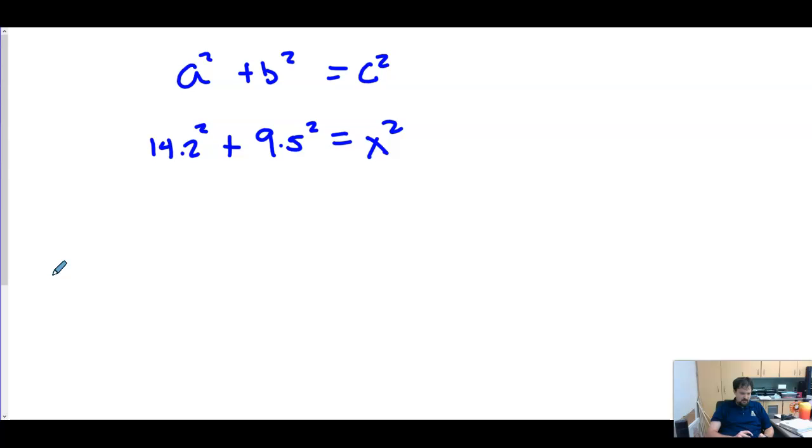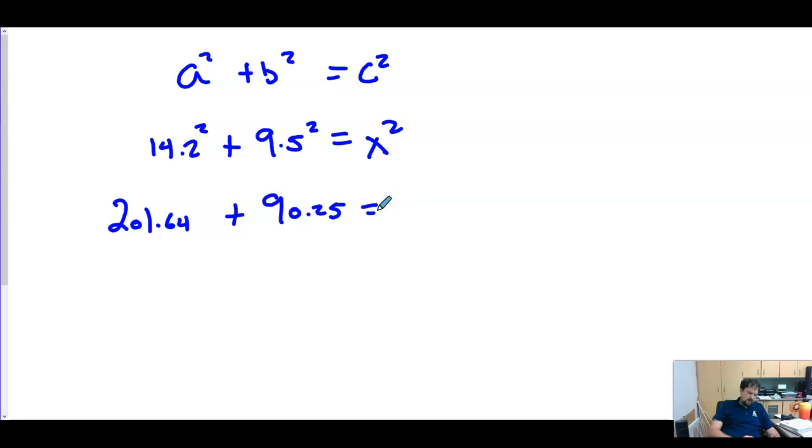So let's go ahead and get out your calculator. Let's do 14.2 squared. And I get 201.64. Plus 9.5 squared gets me 90.25.